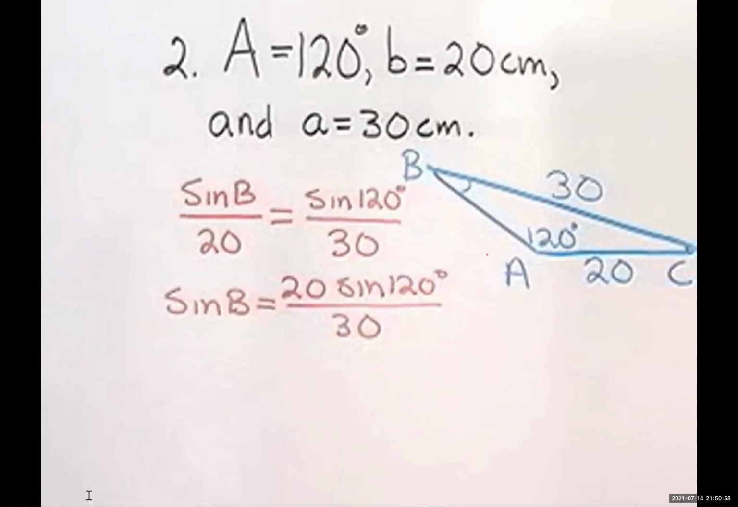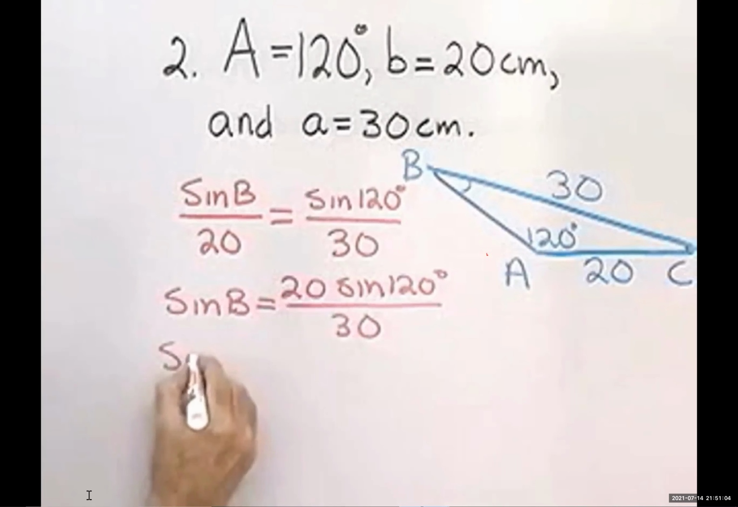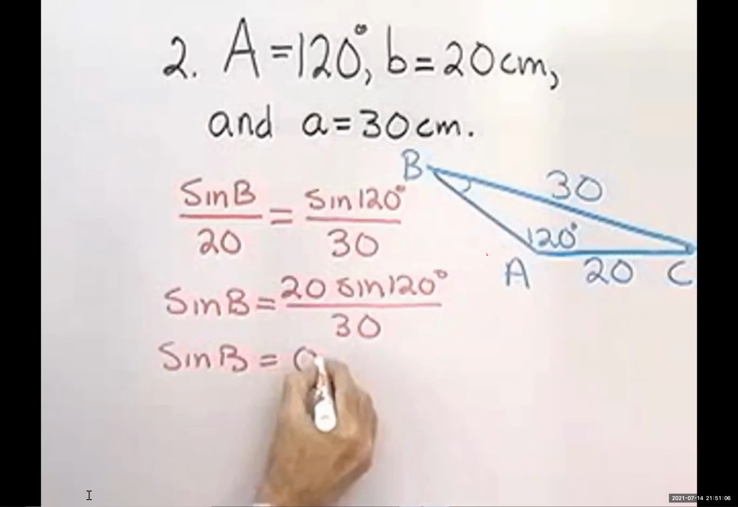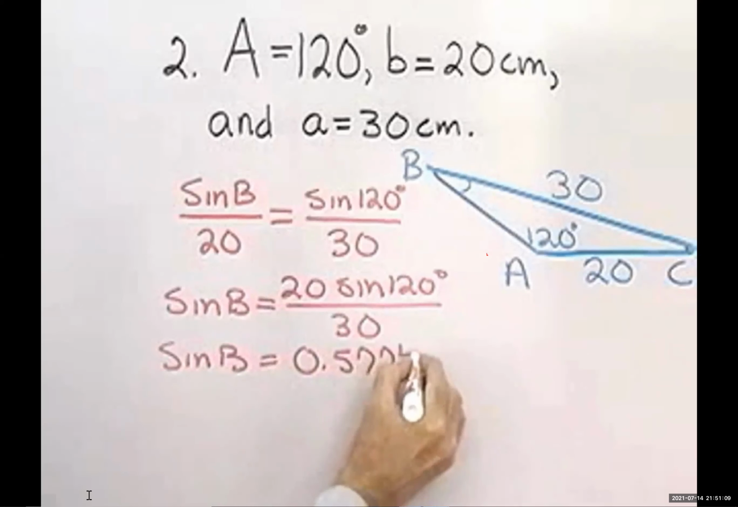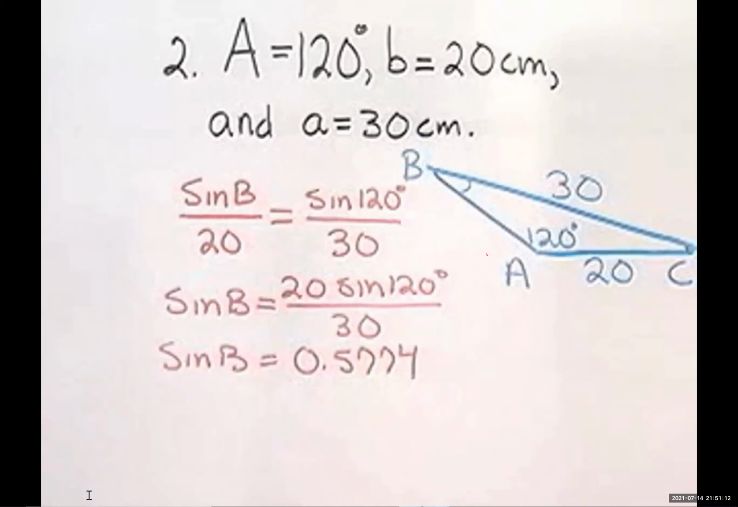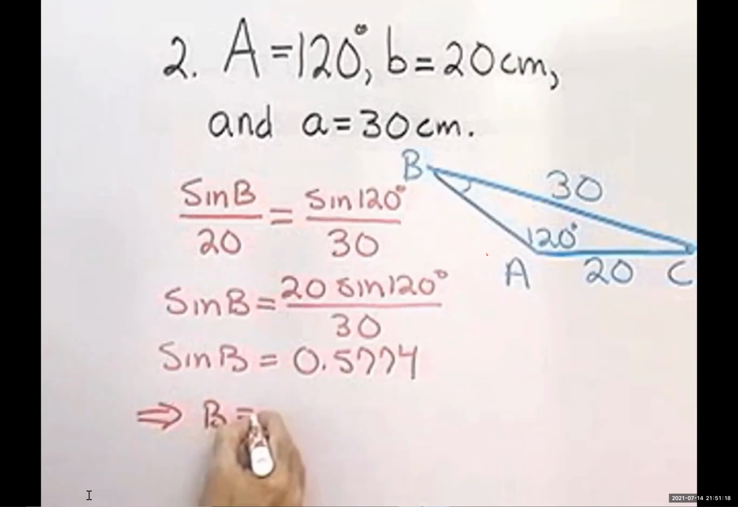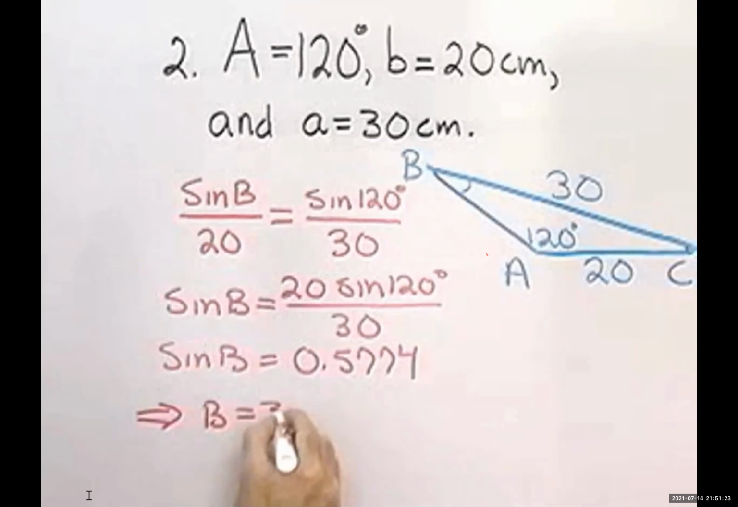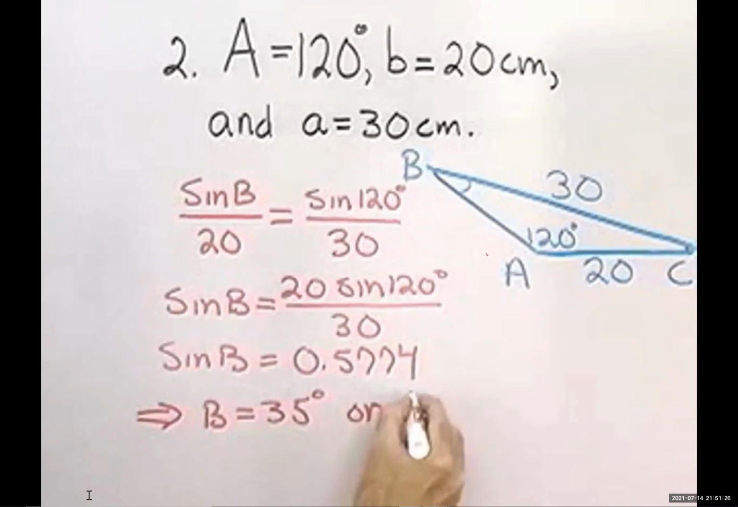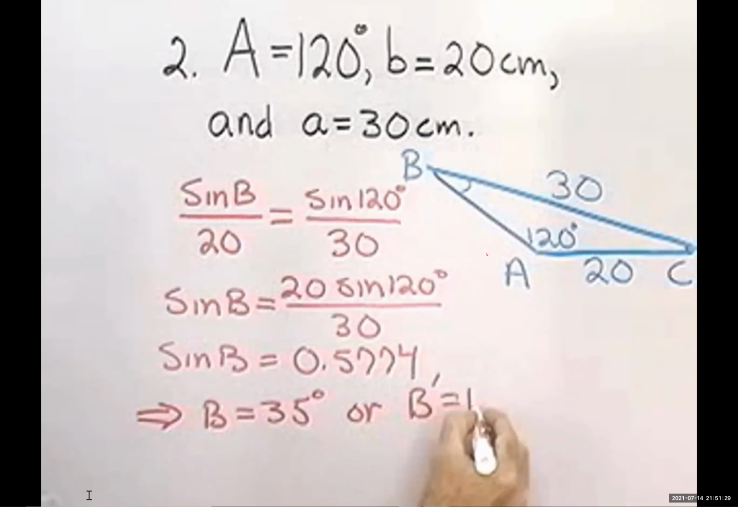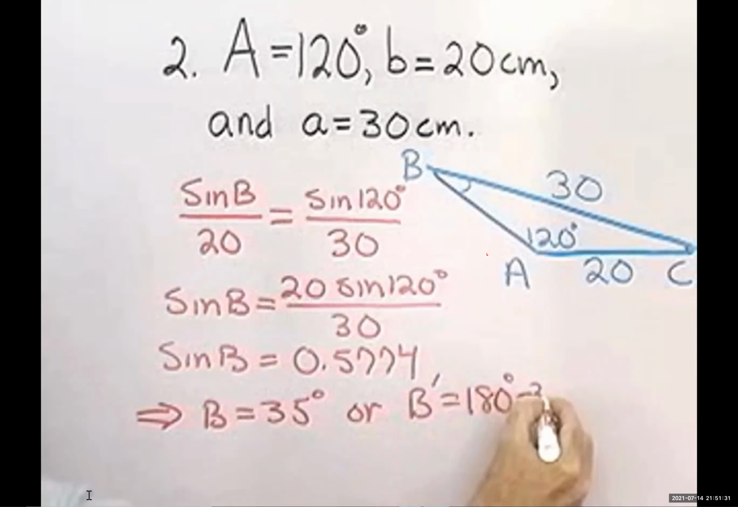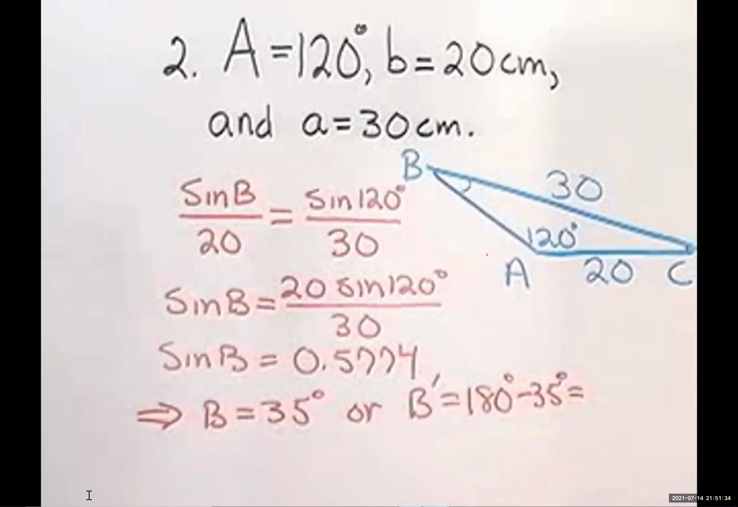Now I work this out on the calculator, and this comes out to be 0.5774. So I have sine B is equal to 0.5774. Use my inverse sine button on my calculator, and this tells me that angle B, I'm going to round to the nearest degree here, angle B is 35 degrees. Or I also have to include this possibility, B prime is 180 minus 35, which comes out to be 145 degrees.